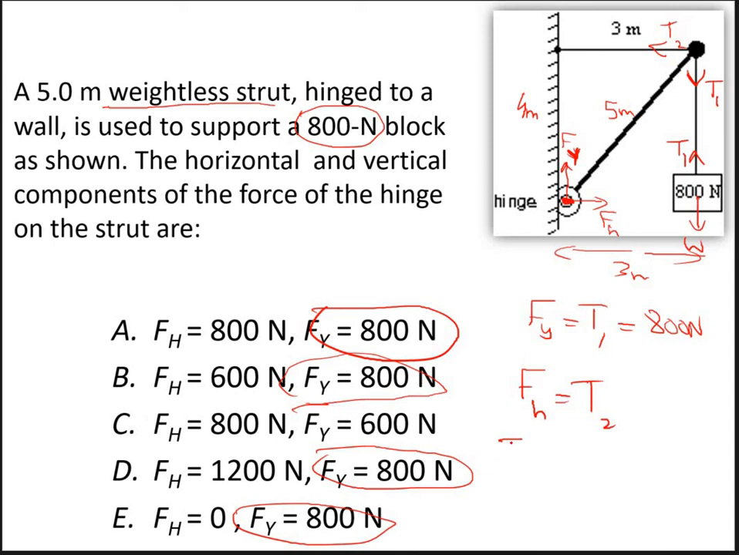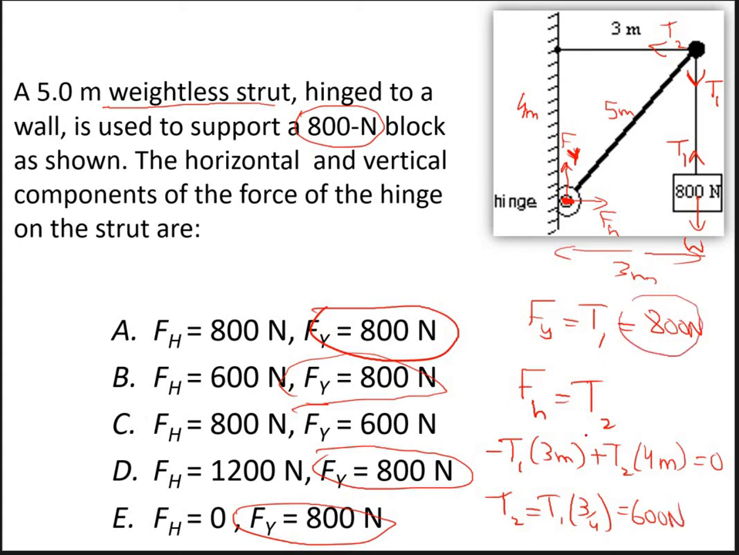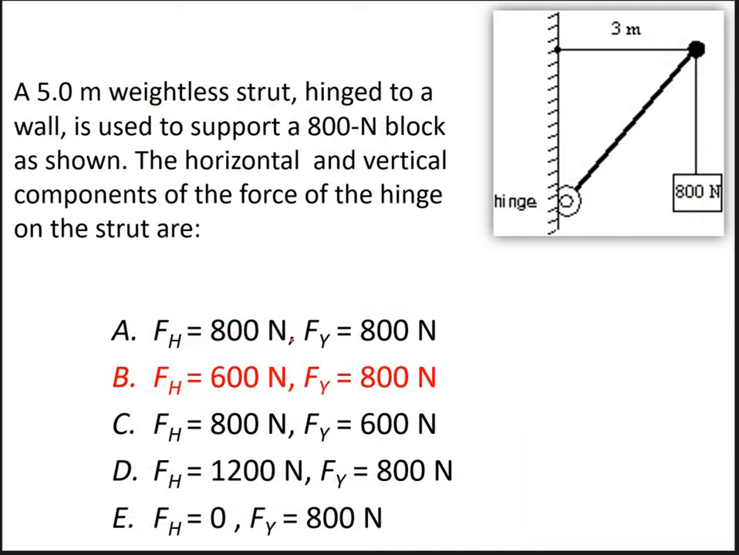So again, you apply the condition of equilibrium: negative T1 times 3 meters, plus T2 times 4 meters, equal to 0. T1, this is the line of action, and the distance is 3 meters, and this is the line of action of T2, and the distance is 4 meters. When you simplify the equation, you get T2 equals T1 times 3 by 4, and that's 600 newtons. Because we know T1 is 800 newtons, you plug that in, you get 600 newtons. Therefore, this is the only one with 600 newtons. That reduces the possibilities and gets rid of every other choice we thought might be the answer. Okay, so the answer is B.